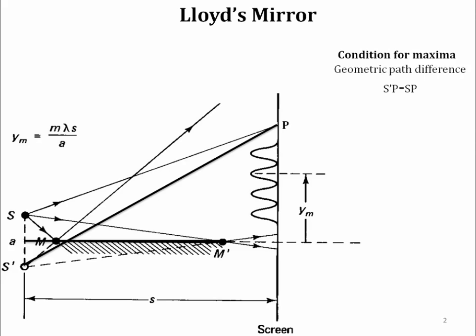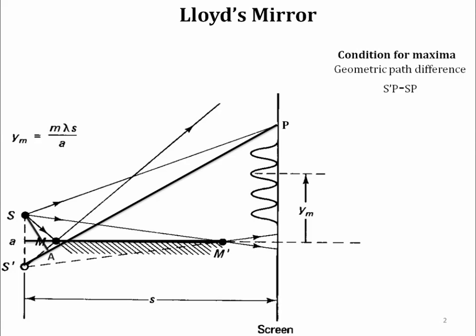To find out the path difference, we first of all note in this figure that the geometric path difference between these two will be S dash P minus SP. This is S dash P, the total length from this point to this point, and SP is the length from this point to this point. So this is the geometrical path difference. And I hope you know the difference between geometrical and optical path difference. There we have to consider the refractive index. Fine. So now we have to find out this S dash P minus SP.